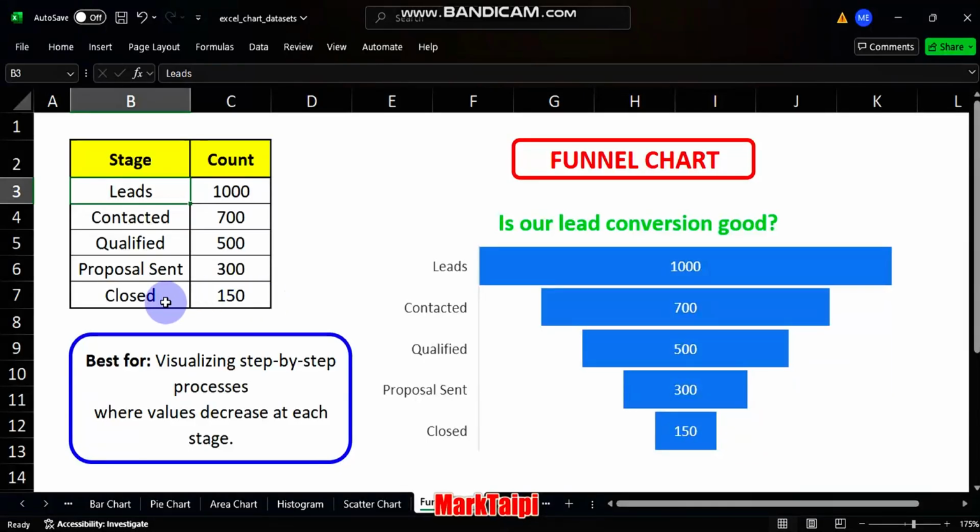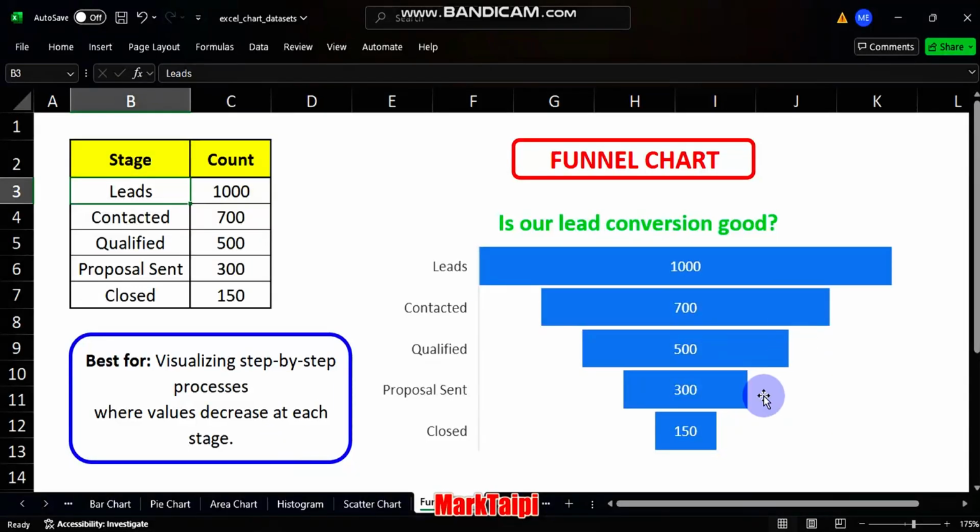That is, now we can work with 150 leads out of the initial 1,000. So this is a step-by-step decrease in each stage. And a funnel chart is best for visualizing step-by-step processes where values decrease at each stage.